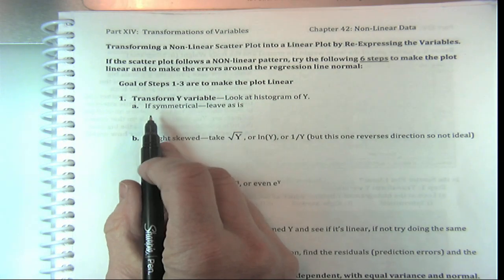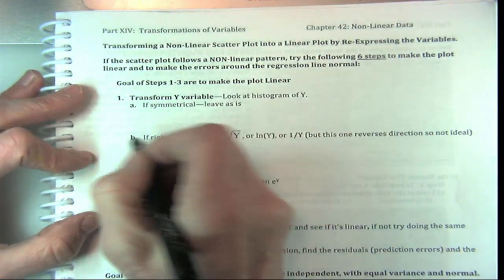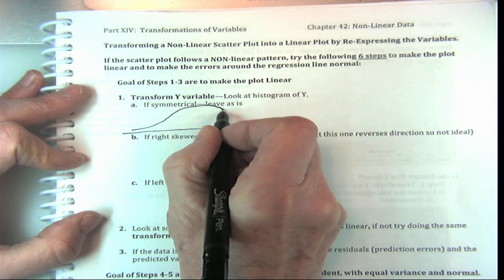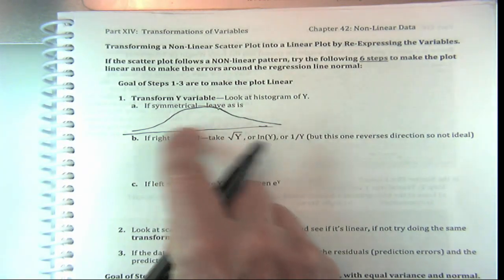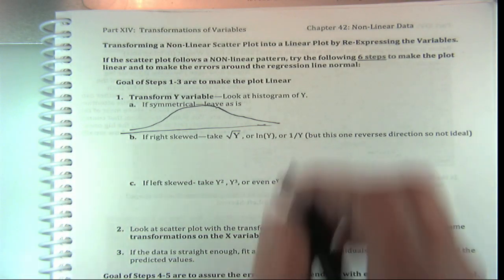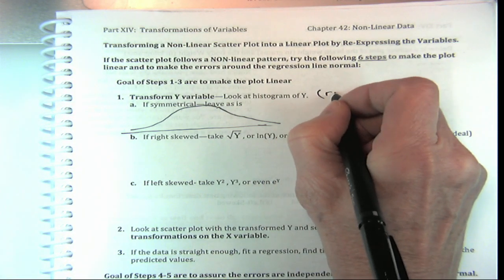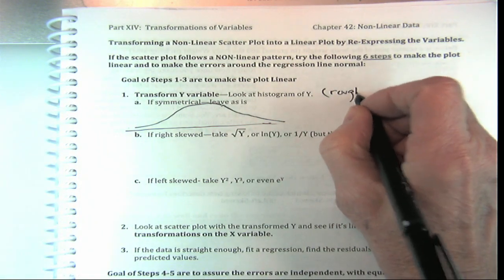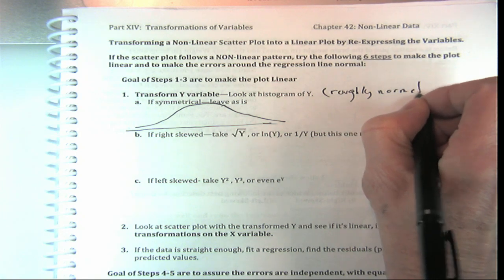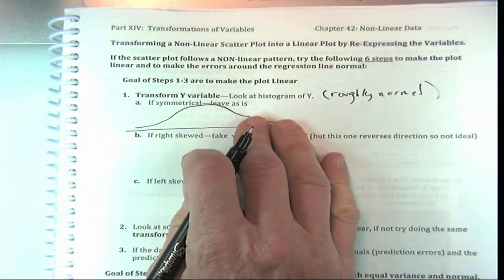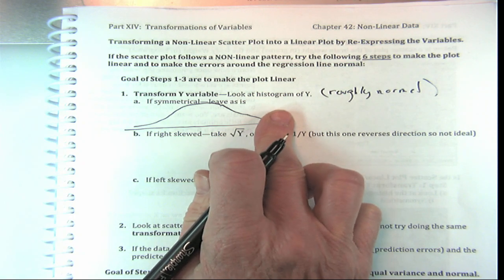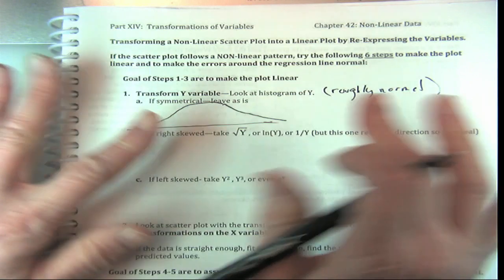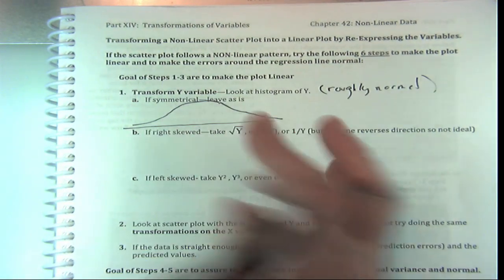So if it's symmetrical, you just want it to be nice and symmetrical. It doesn't have to look exactly normal, but you certainly want it unimodal. So I'll say roughly normal and not highly skewed to one direction or the other. Roughly normal, just leave it as it is, okay? Leave the y variable as it is. If it's something else, then try the x, okay? Start with the x and see how that is.